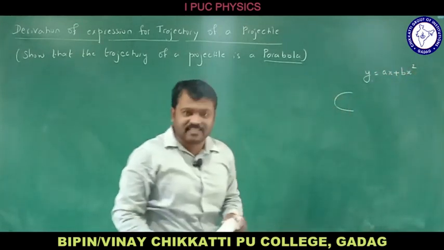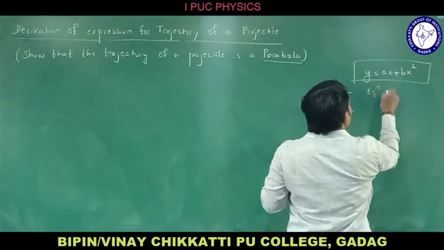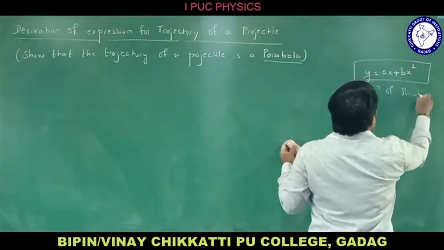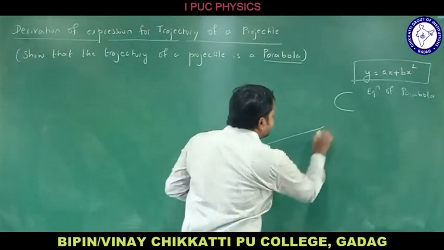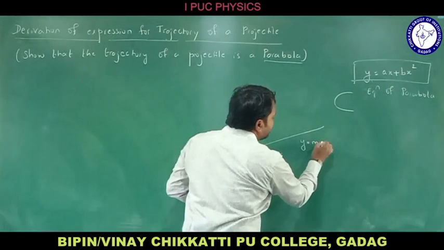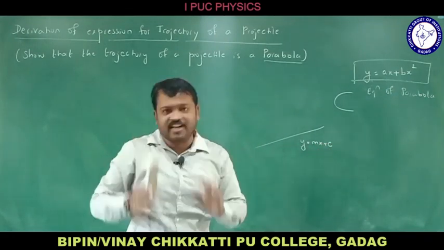If the equation is like this, this equation is called the equation of a parabola, right? We know if this is a straight line, what is the equation? y equals mx plus c, right? So do remember, we will be having an equation for every curve.